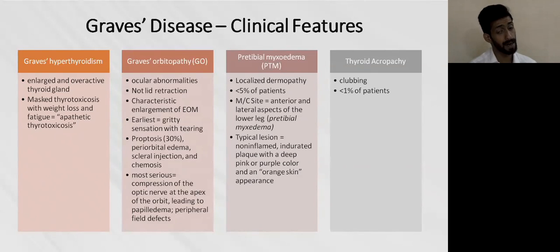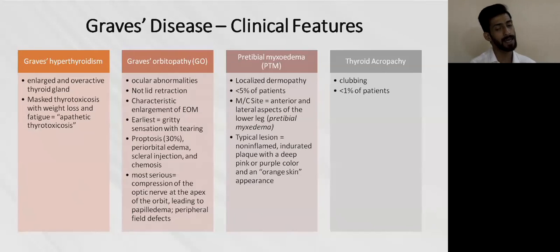The next cardinal thing in Graves disease is ophthalmopathy or orbitopathy, which are ocular abnormalities other than lid retraction. Please do not say lid retraction as a sign of Graves orbitopathy. Lid retraction is a sign of hyperthyroidism due to any cause. Now, what are the characteristics of Graves orbitopathy then? One is all the extraocular muscles are characteristically enlarged, which you can see if you do a CT imaging.